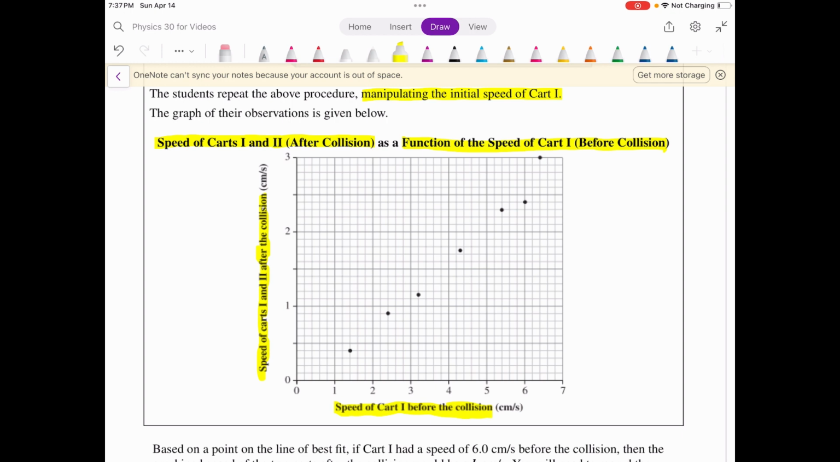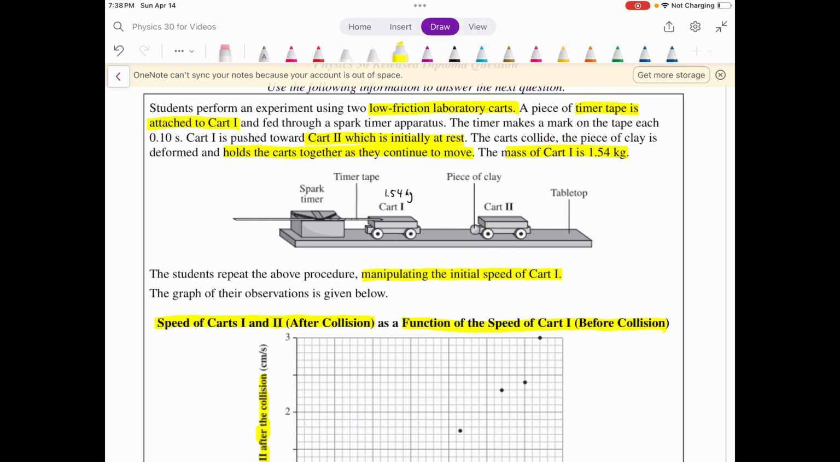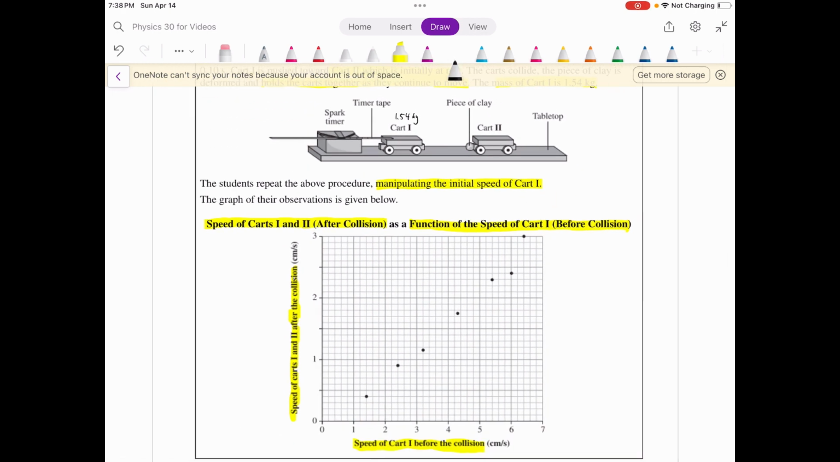So that makes sense, right? Because how fast they're moving afterwards just depends on how fast we pushed cart 1 before, thanks to the law of conservation of momentum. If we push cart 1 faster, we give it more initial momentum, and therefore afterwards carts 1 and 2 would be moving together faster, right? So that's what we always do. We put the dependent or responding variable on the y-axis and the manipulated or independent variable on the x-axis. This depends on this.